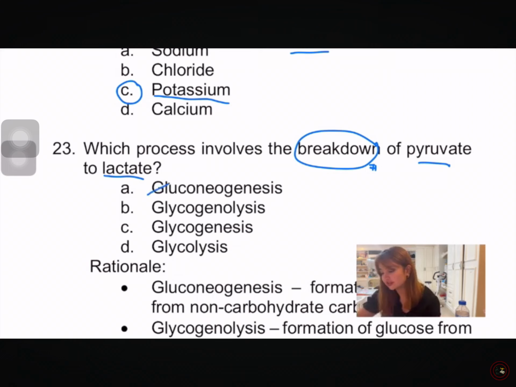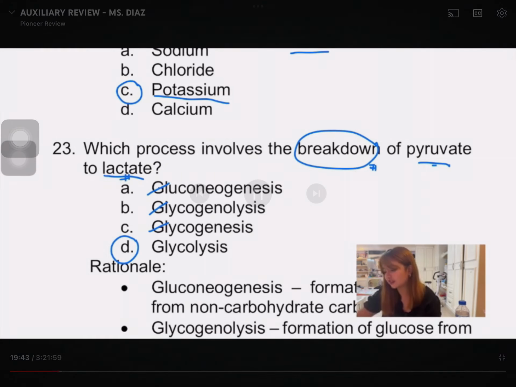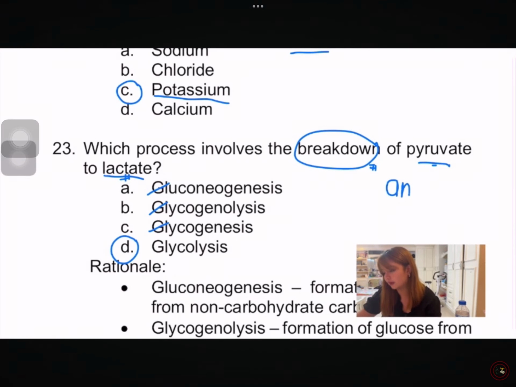There's gluconeogenesis, which is yung formation of glucose from non-carbohydrate carbon substrates. Glycogenolysis, which is yung breakdown of glycogen to form glucose. Glycogenesis, formation of glycogen. And ang answer natin, which is glycolysis. So, yung process of glycolysis does not necessarily mean na yung pyruvate magiging siyang lactate. This only happens when it is an anaerobic glycolysis.